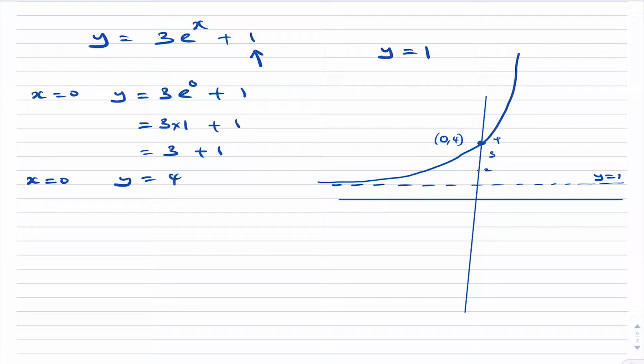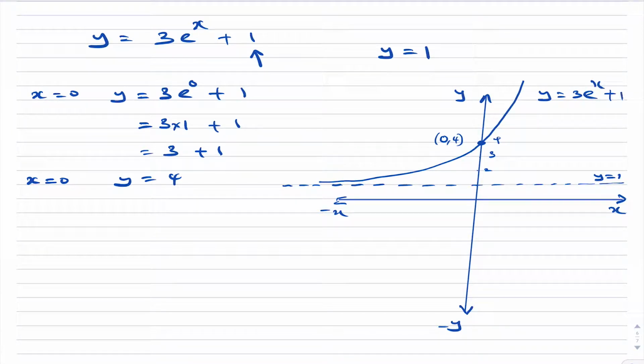That's the exponential growth. And so you can see, in fact, I could draw it backwards. So this is where it's actually coming. And then it doesn't touch that line, y equals 1. So that's your y-axis, and that's your x-axis, minus x. Always label your axis. So that's the curve for y equals 3 e to the power of x plus 1.